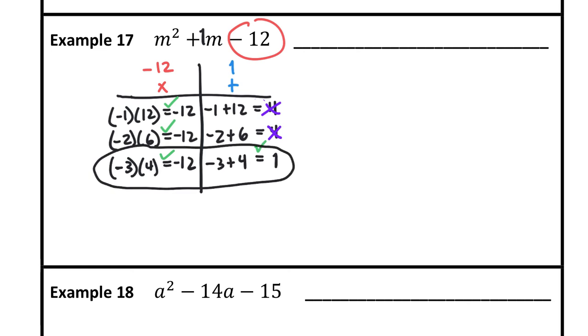So both of these checked off. So my answer is going to be M and M. I'm using M because that's the variable in the problem. And the number combination that worked was -3 and +4. So -3 and +4.